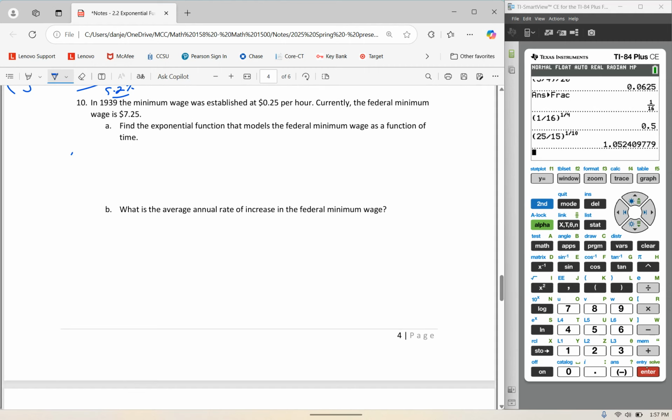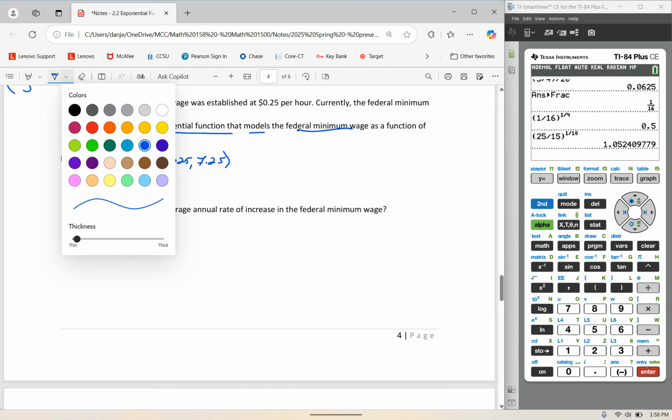The minimum wage. In 1939, the minimum wage was 25 cents an hour. Imagine that. You work a 40-hour work week and make $10. 25 cents an hour. Currently, in 2025, whether we like it or agree with it or not, the federal minimum wage is still set at $7.25 an hour. A lot of states have increased that and have adjusted that for themselves, but federally, the minimum wage has not been increased from $7.25. Find the exponential function that models the federal minimum wage as a function of time.